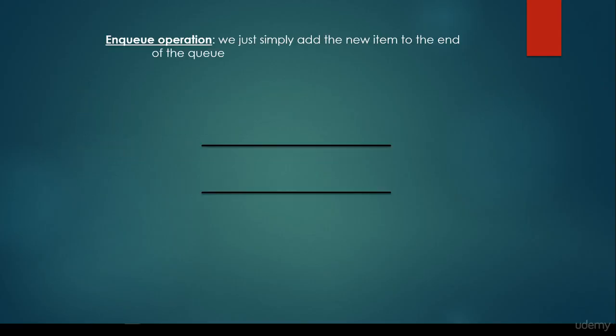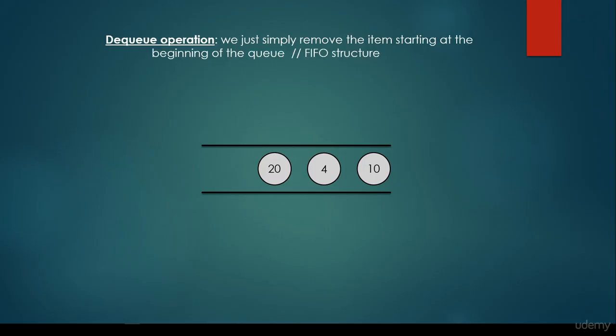We have the enqueue operation, we just simply add the new item to the end of the queue. It is a very simple operation, it can be done in O(1), so constant time complexity. So, we would like to enqueue the integer 10, so basically we just add it to the queue. We would like to enqueue 4, we just add it to the end of the queue. Okay, we would like to enqueue the 20, we just add it to the queue, and so on.